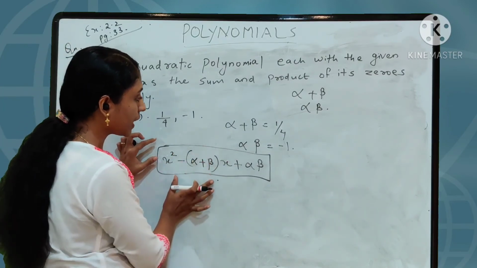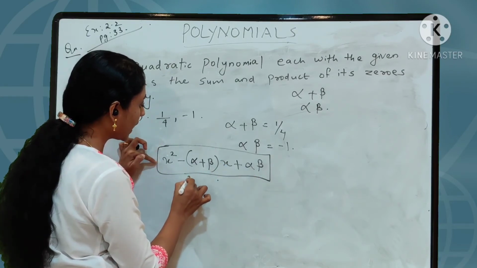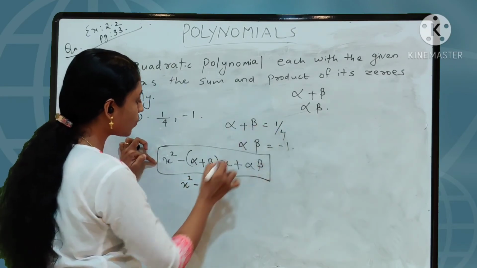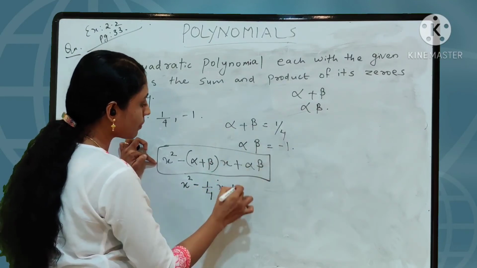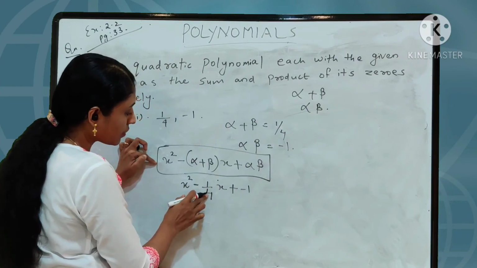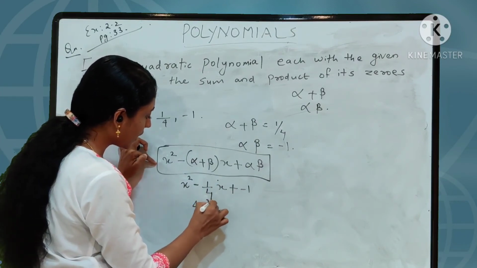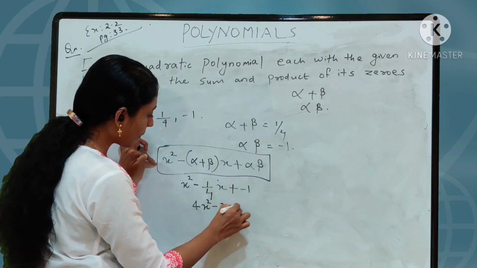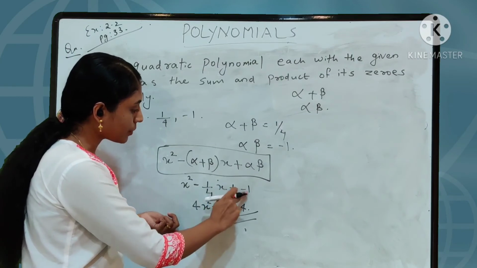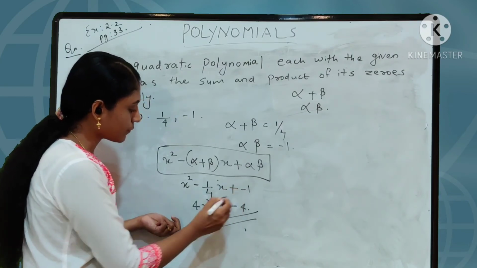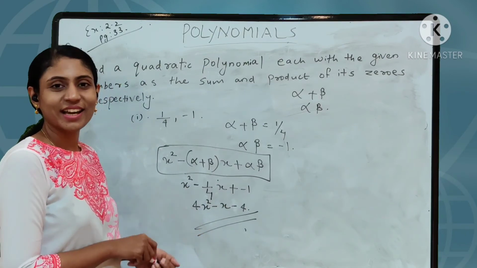So we can form the equation based on this form, that is x square minus of alpha plus beta, which is 1 by 4, 1 by 4x plus alpha beta, which is minus 1. So we can remove this denominator so that we will get 4x square minus x plus 4. So this is not plus 4, this is minus 4 because it is minus 1. So the required quadratic polynomial is 4x square minus x minus 4.